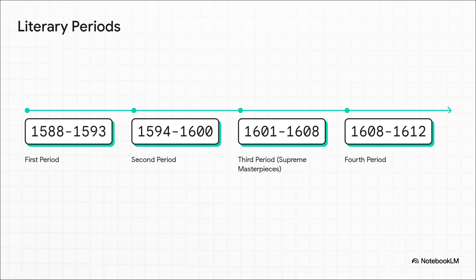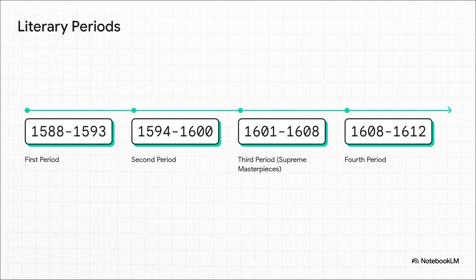And, speaking of Marlowe's successors, question 6. During which of Shakespeare's literary periods did he produce his supreme masterpieces like Hamlet, King Lear, and Macbeth? Was it A, first period, 1588 to 1593, B, second period, 1594 to 1600, C, third period, 1601 to 1608, or D, fourth period, 1608 to 1612?